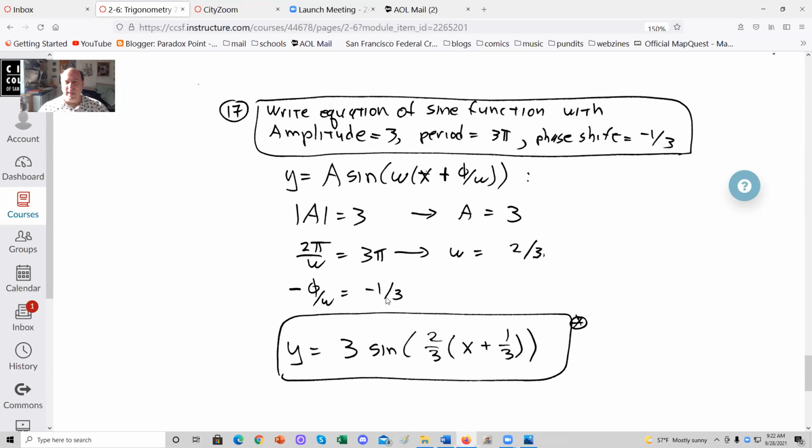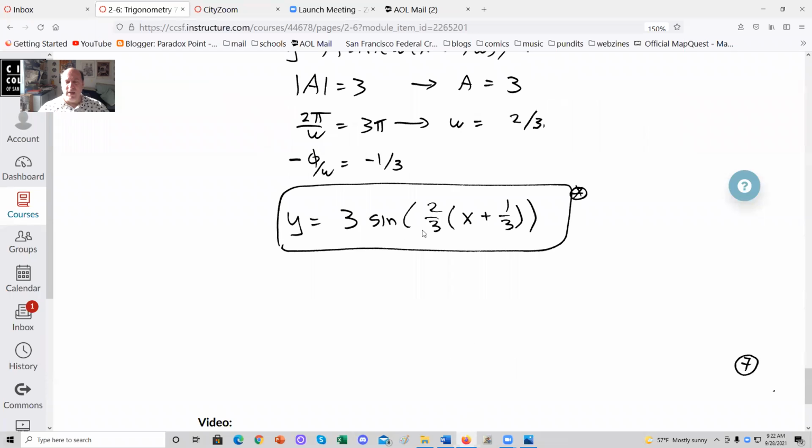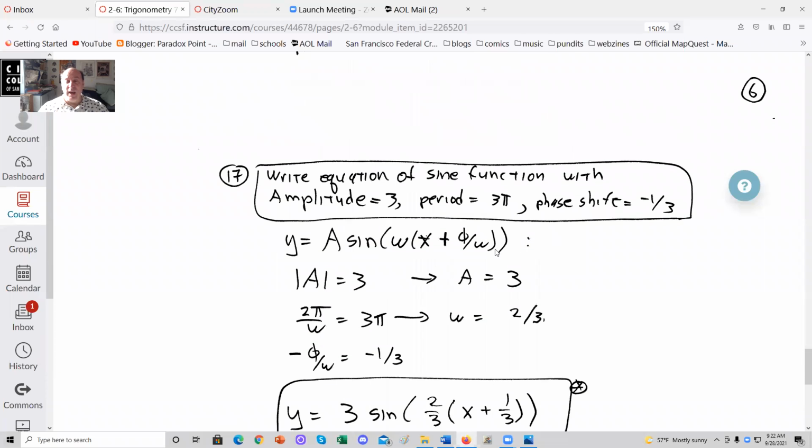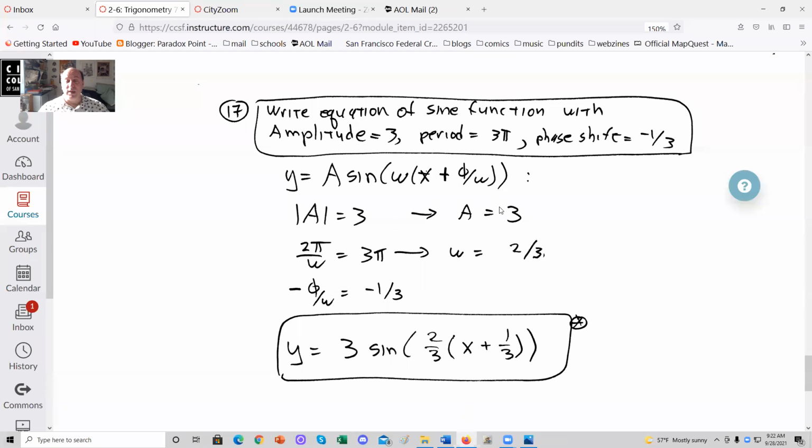So, well, 3 sine of 2/3 of x minus -1/3, which is plus 1/3. So 3 sine of 2/3 of x plus 1/3. Now I have to admit that this is actually not sufficient information. This is really plus or minus 3, and so this should be as well.